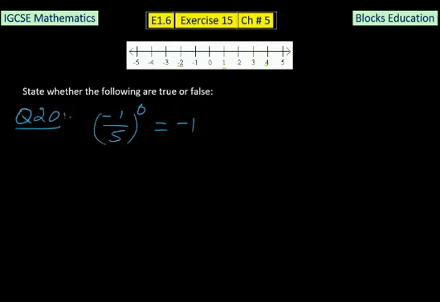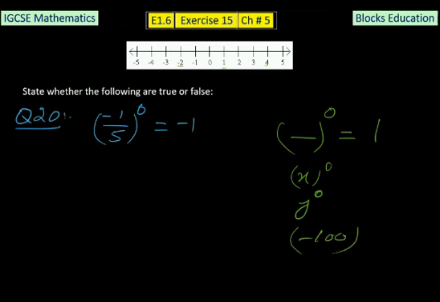In question number 20, it says minus 1 over 5 raised to power 0 equals minus 1. So guys, always remember, any number, whenever it is raised to power 0, is always equal to 1. It could be million raised to power 0, minus 10, plus 5, or even x raised to power 0, y raised to power 0, any number raised to power 0, they all equal 1. So whatever number you got, irrespective of it, if the power is 0, this is equal to 1, and this is minus 1. It means that 1 and minus 1 cannot be equal. So this is a false statement.